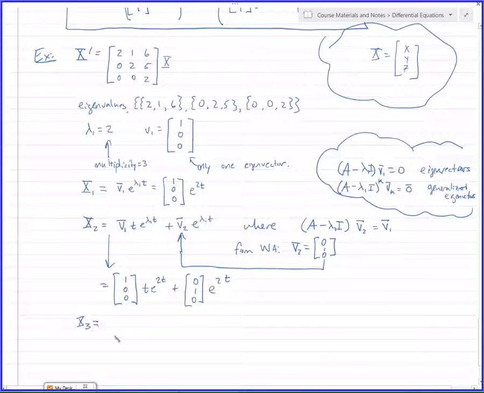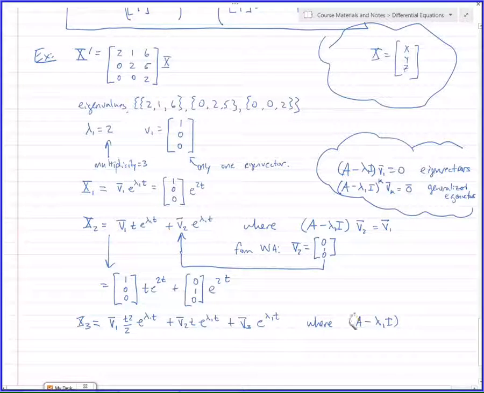Now x3 is going to be v1 t squared over 2 factorial, which is just 2, e to the lambda 1t, plus v2 t e to the lambda 1t, plus v3 e to the lambda 1t. Do you see the pattern of how these are expanding? I'm inserting a t to the m over m factorial inside here, and then e to the lambda 1t. And now I've got a new vector v3. And again, if I were to plug all of this into the system up here and solve for v3, what does v3 have to be? It has to be the solution to where A minus lambda 1I times v3 equals v2.